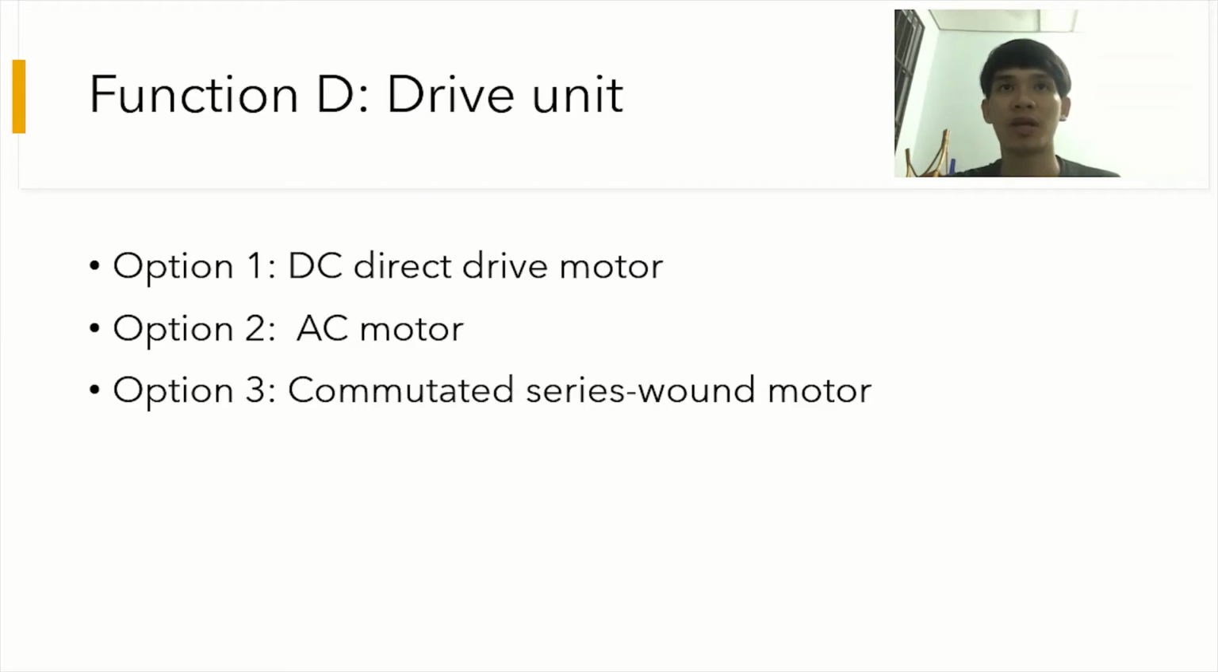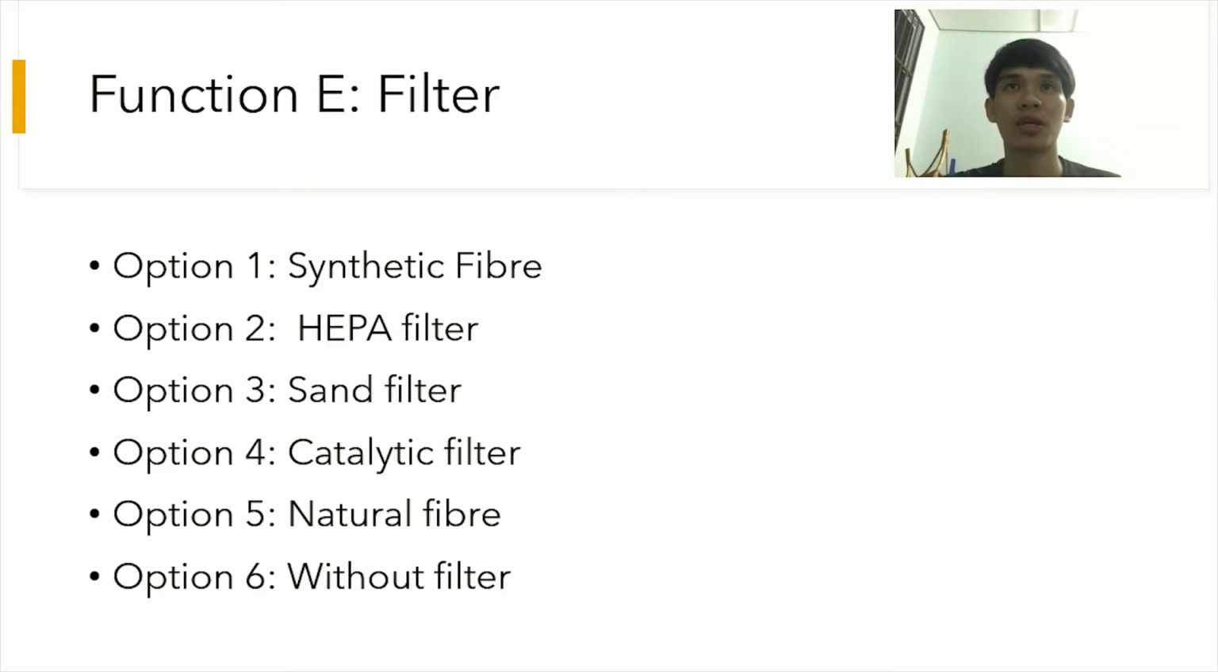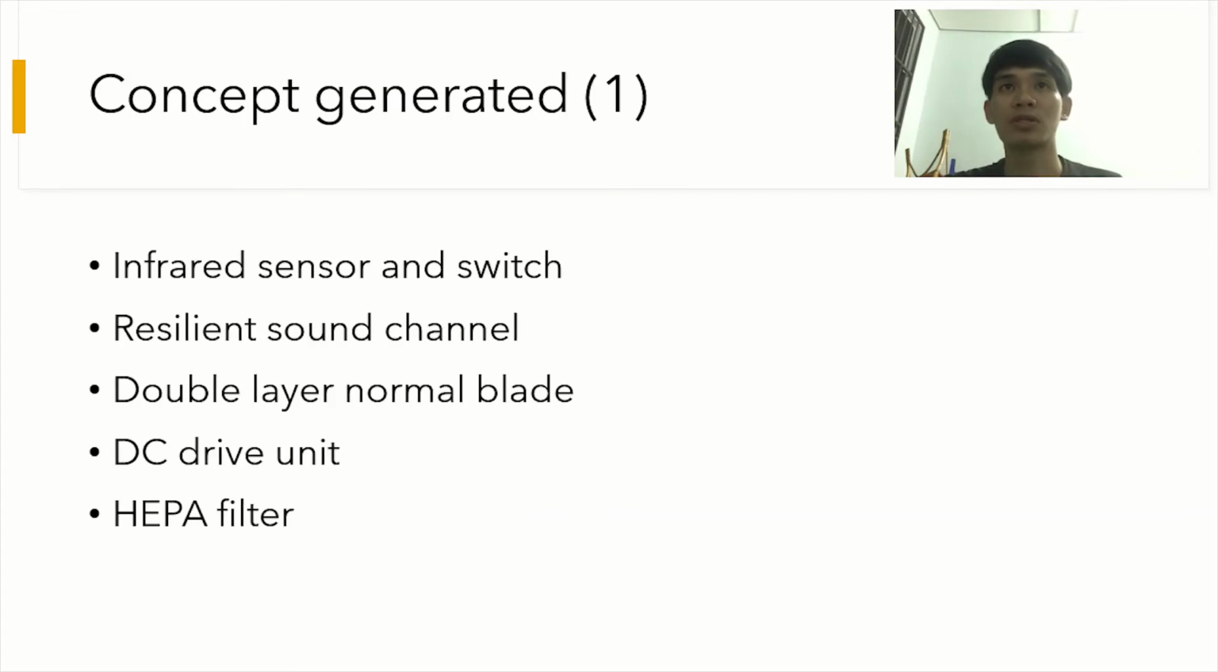Function D, drive unit. Option 1 DC motor. Option 2 AC motor. Option 3 commutated series wound motor. Function E, filter. Option 1 synthetic fiber filter. Option 2 HEPA filter. Option 3 sand filter. Option 4 catalytic filter. Option 5 natural fiber. Option 6 without filter.